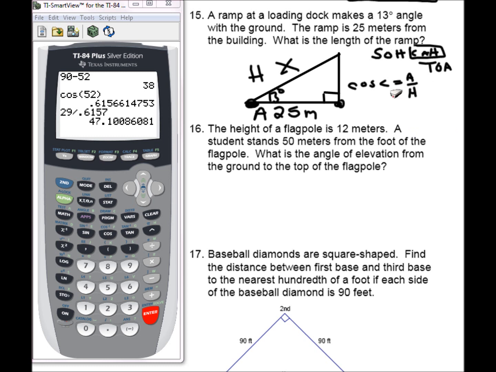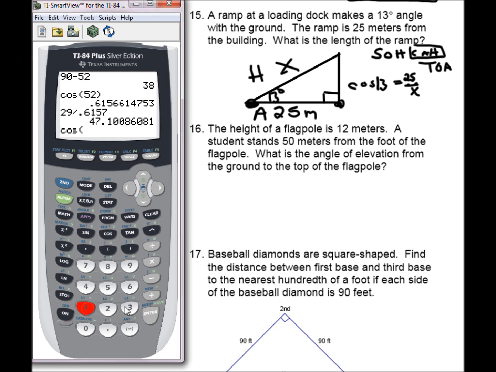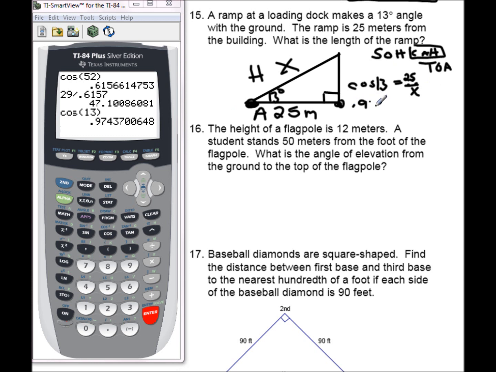So now I substitute my values in. The angle measure is 13 degrees. The adjacent side I identified as 25. And the hypotenuse is what we're looking for, which is x. Okay, I want to figure out what cosine of 13 is. Cosine of 13 is equal to 0.9744, which equals 25 over x.